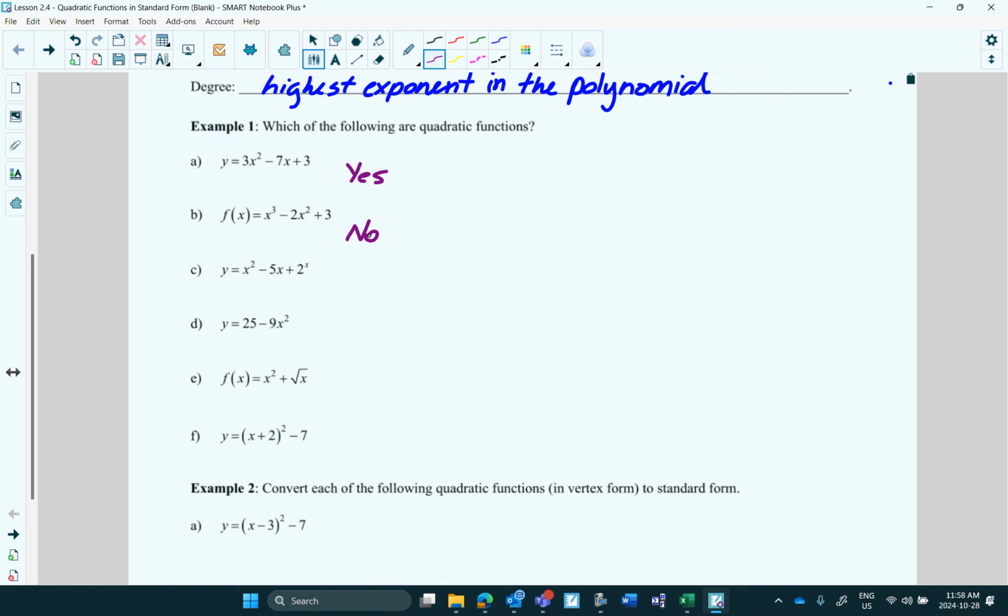How about the next one? What looks suspicious? 2 to the x, right? We can't have a variable exponent. It has to be a number. So no, because this has a variable exponent. How about this next one? Yep, that's good.